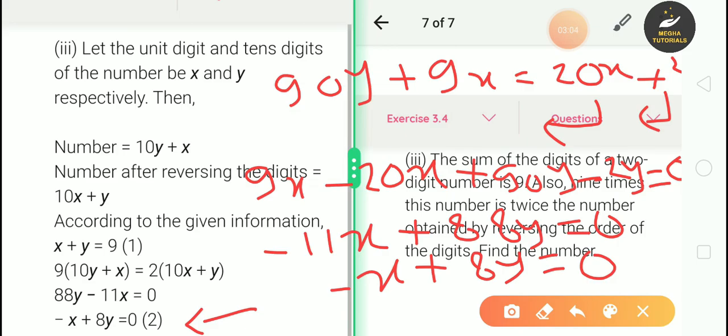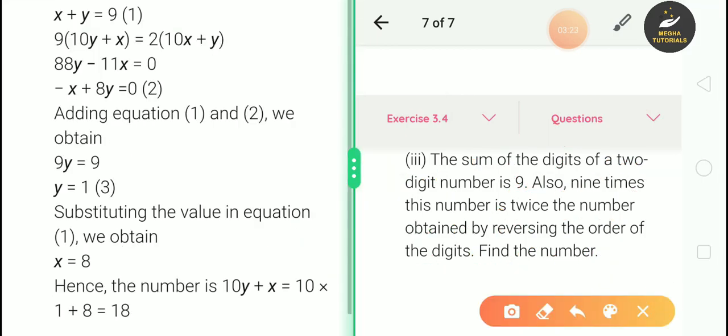Now check equations 1 and 2. We can eliminate x easily because the coefficients are equal and the signs are different, so we can add equations 1 and 2. So after adding equations 1 and 2, x cuts, y plus 8y is 9y, and 9 plus 0 is equal to 9. So you can transpose 9 to the right hand side to get 9 upon 9, and 9 upon 9 is 1, therefore the value of y is equal to 1.